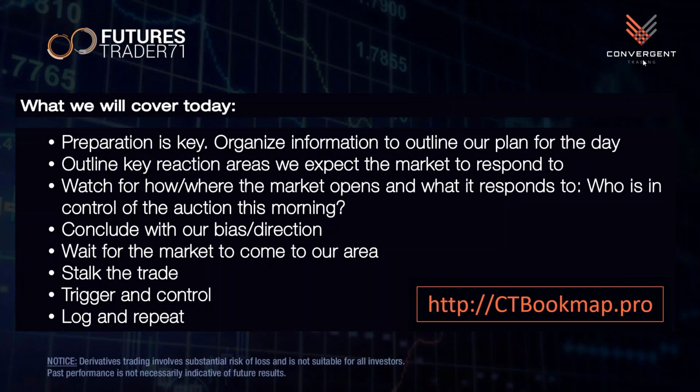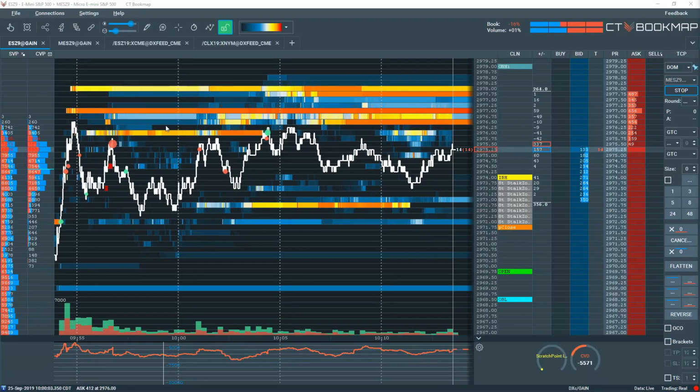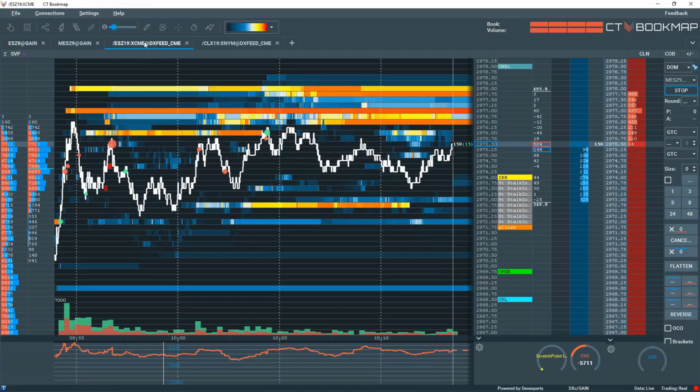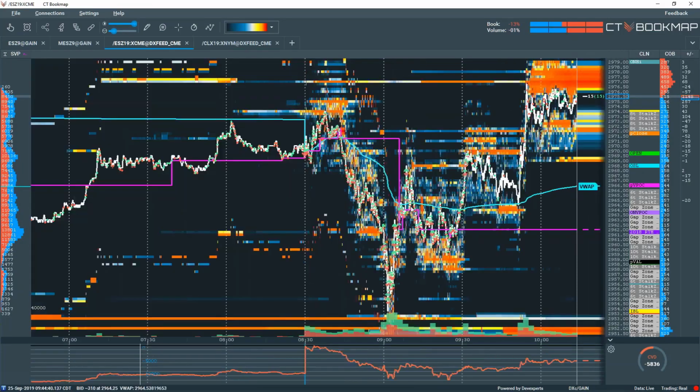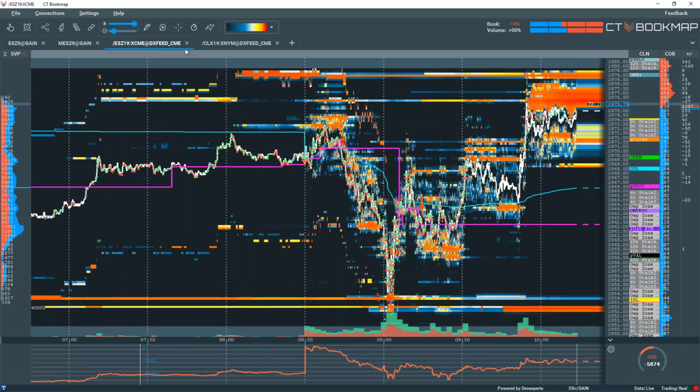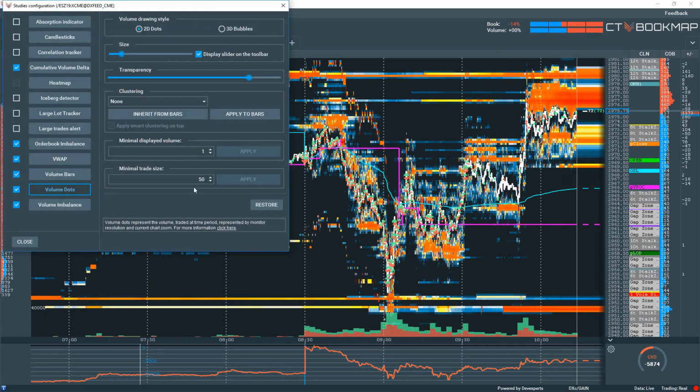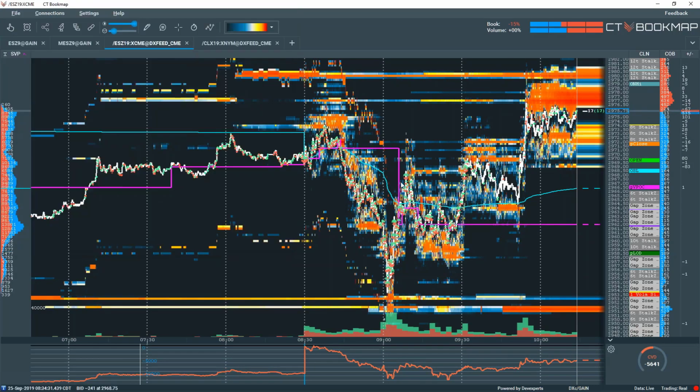So let's look at today. Let's look at today here for a minute. Let me close this. Today, let's look at the overall picture. A couple things to note. I have my dots filtered to 50. I don't want to see anything smaller than that, really. So minimum trade size is 50 lots. Otherwise, it just gets a little bit too noisy for me.